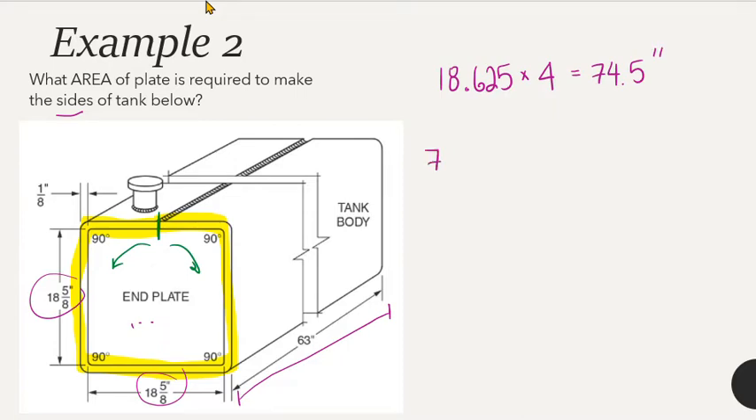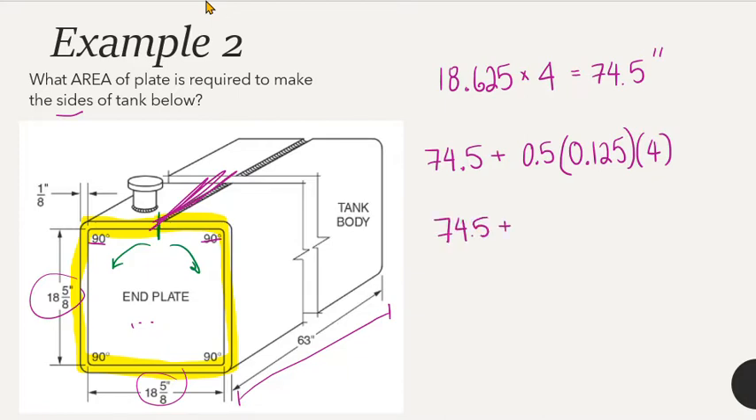So for my correction, I'll take my 74.5, and because they're inside measurements, I'm going to add 1/2 the thickness, which is 1/8 inch again, multiplied by 4, because I have 4 corners that have bends this time. I did my weld right here. That'll give me 74.5 inches, plus the correction, which will be 1/4 inch, and that gives me a total length of flat that I need: 74.75 inches.